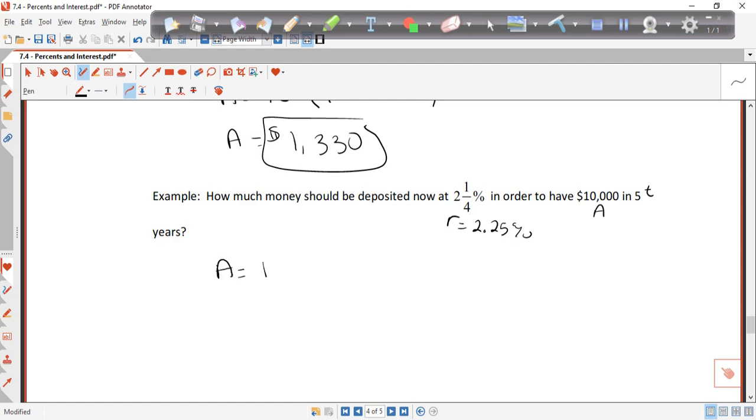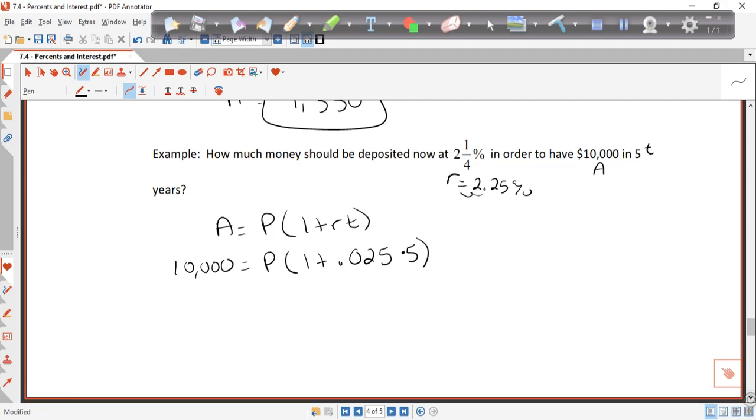So A equals P times (1 plus RT). So I'm going to plug in 10,000 for A equals P times (1 plus 0.025 times 5). To solve for P, I'm going to divide by everything in the parentheses.